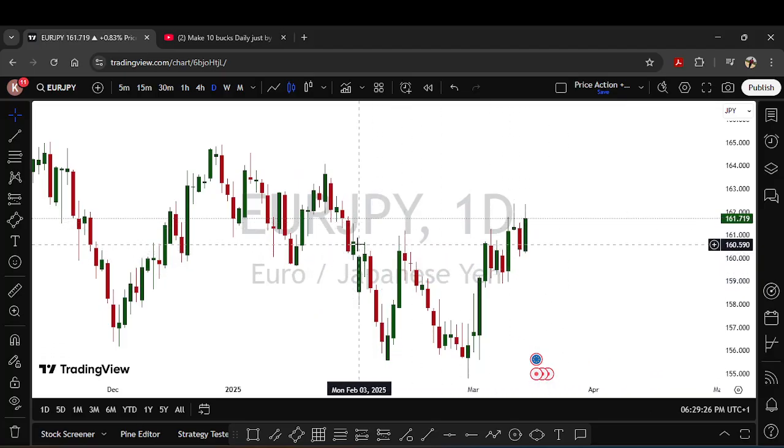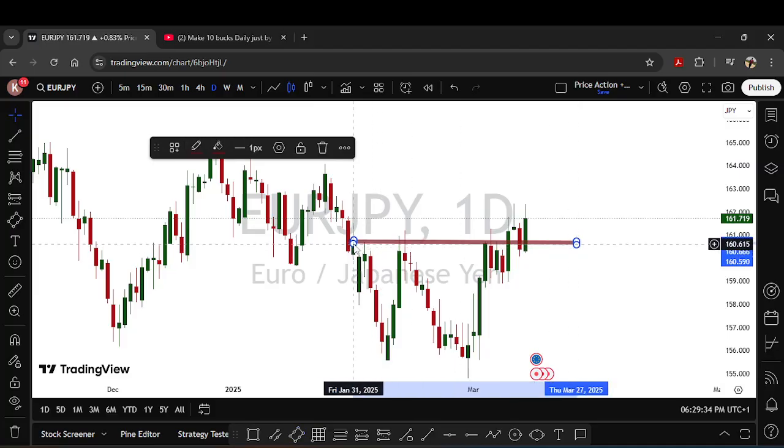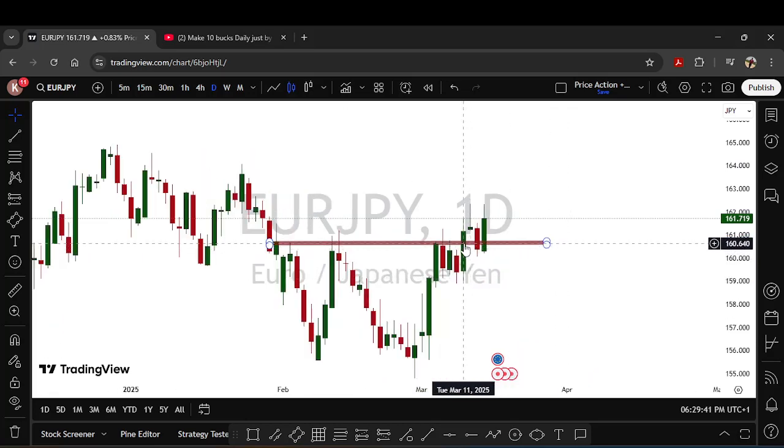Yes. Right. So let's draw our level right here. You can see this is the tool I use for the daily candles.